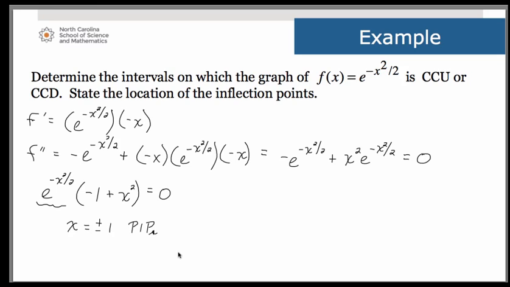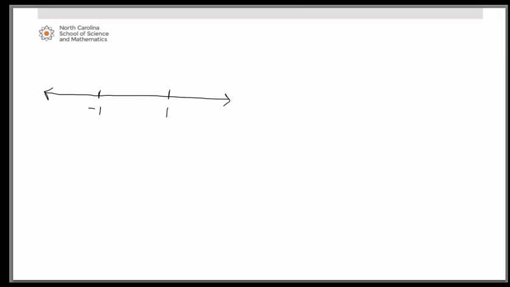So if we are going to have any inflection points, and if there's any places that the curve is going to change concavity, these are the candidates. So let's go ahead and do our number line analysis, and hopefully we can come to a conclusion. So the number line analysis is done on the second derivative. Be sure to label your number line. It was at negative 1 and 1 that the second derivative equaled 0. Now we're substituting into the second derivative. So you might need to peek back at what that was.